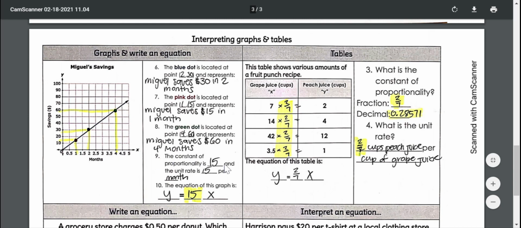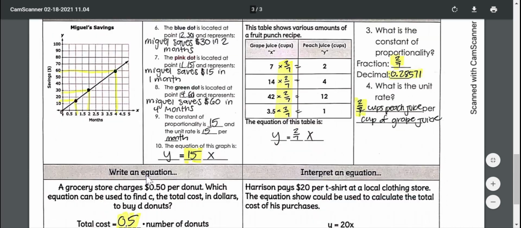Next, the constant of proportionality here is 15, and the unit rate is $15 per month. Because remember, constant of proportionality is the same as unit rate. The unit rate is going to be per month. I know that it's $15 per month, or if for any of these points you do y divided by x, you would still get 15. Therefore, the equation is going to be y equals 15x.